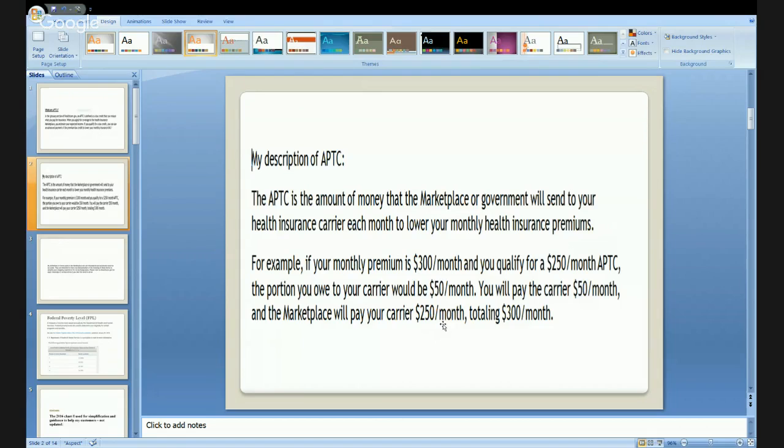So for example, if your monthly premium is $300 per month and you qualify for a $250 per month advanced premium tax credit, the portion you owe to your carrier would be $50 per month. You will pay the carrier $50 a month, and the marketplace or a government entity will pay your carrier $250 per month, equaling the total cost of that insurance plan of $300 per month.